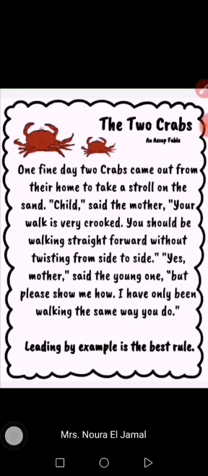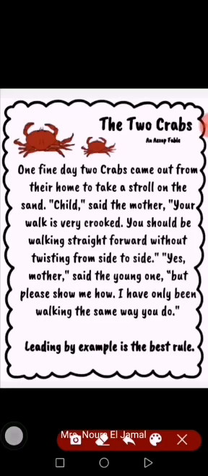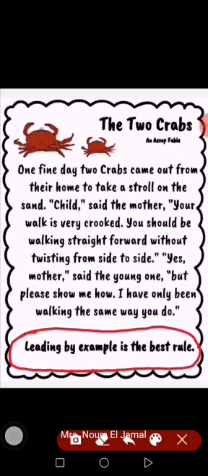Okay, so when we read this story, we understand that the lesson of this story, or what the writer wants me to understand, is that leading by example is the best rule. Who's the example for the child here? Of course, his mom. He's doing like his mom. He's doing everything like his mom, even the way he walks. That's why he asked her to teach him how to walk. So here, what's the theme for this story? Leading by example is the best rule.